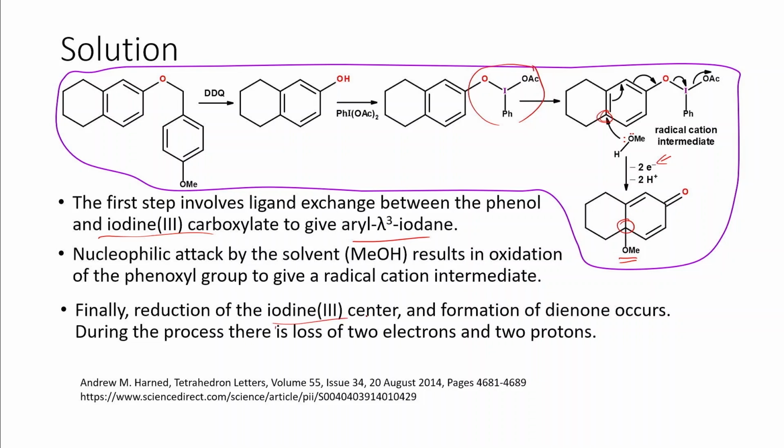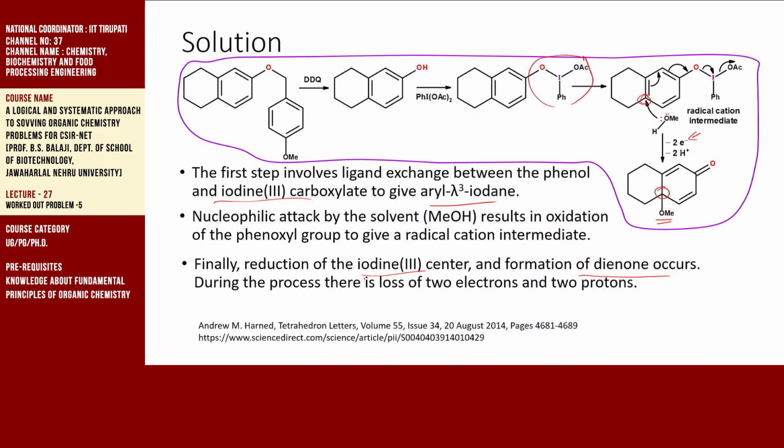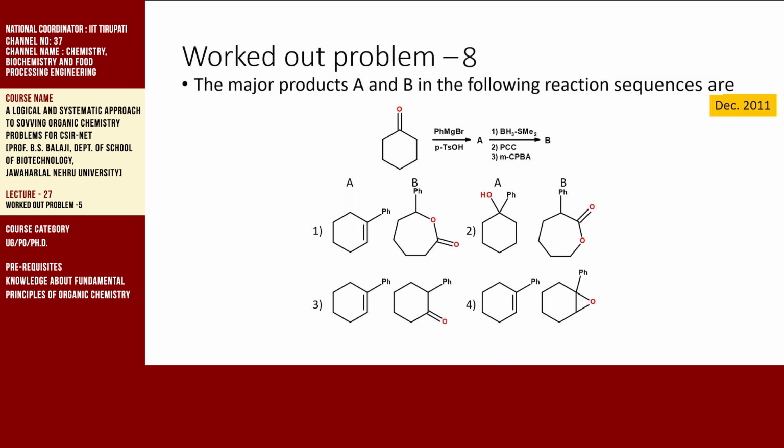So basically this iodine 3 center is reduced after the reaction is over, and we end up with the dienone. So this is the final product that is happening. So the overall process of conversion of this radical cation intermediate to the final product occurs through the loss of 2 electrons and 2 protons. So let us move on to the next problem.